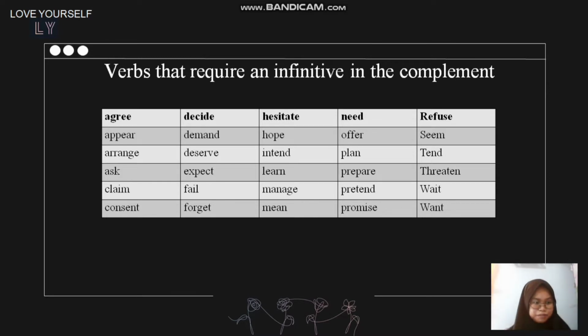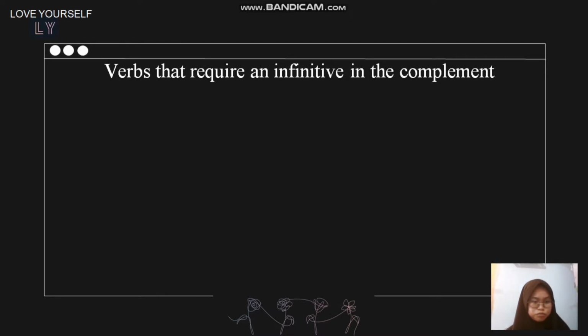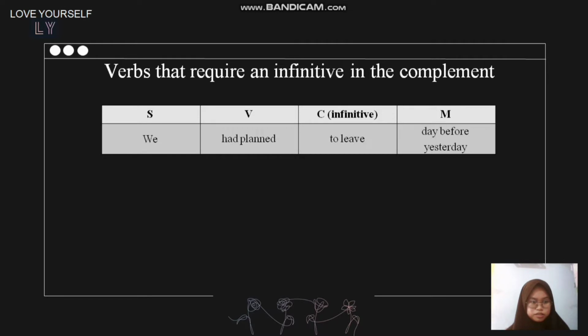And the formula is: we had planned to leave the day before yesterday. We becomes the subject, had planned becomes the verb, and to leave becomes the complement, an infinitive.